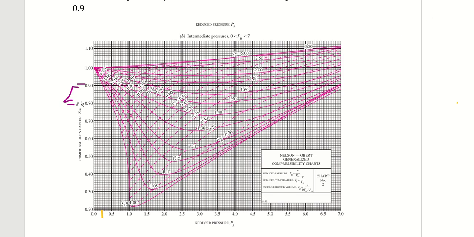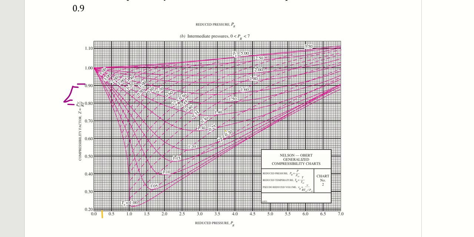Where's my pointer? Oh my god, I lost my pointer. Oh, it's right here. So this is the curve. There is a temperature. Critical temperature is here. You see, and we even have reduced volumes. Okay.